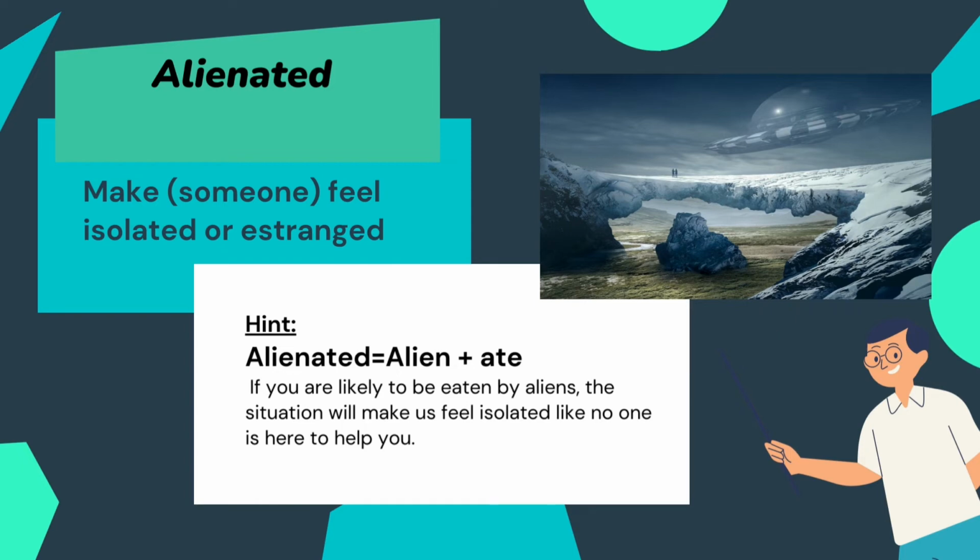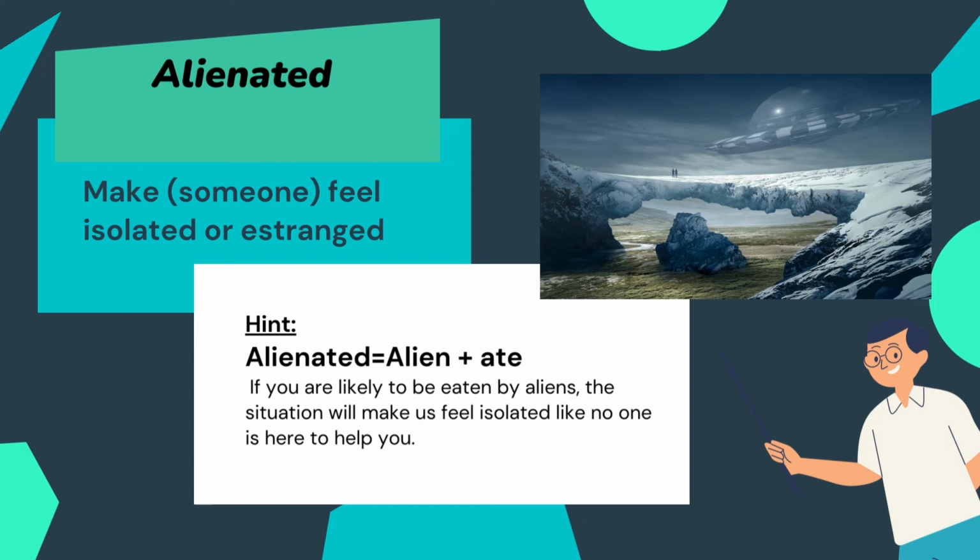Our next word is alienated. Alienated means to make someone feel isolated or estranged. To detach somebody, to set apart, to separate them from the rest of the world. You can also see in the illustration that a man is alienated from the rest of the world. He is standing alone far away there, so he is alienated.